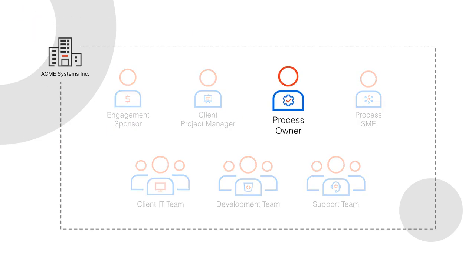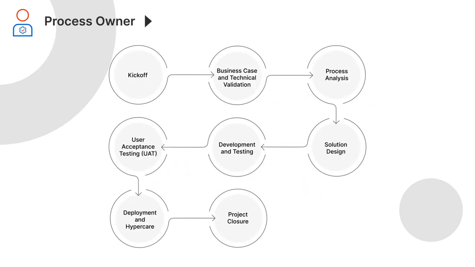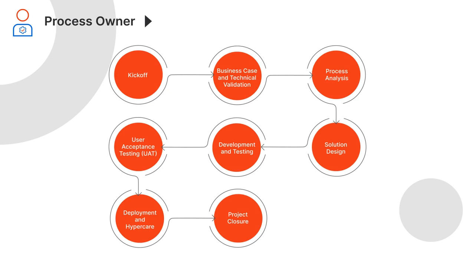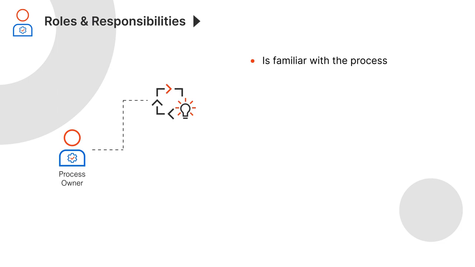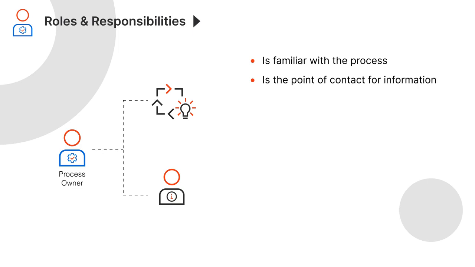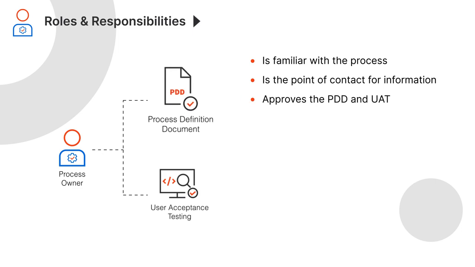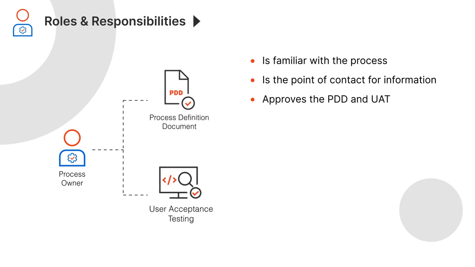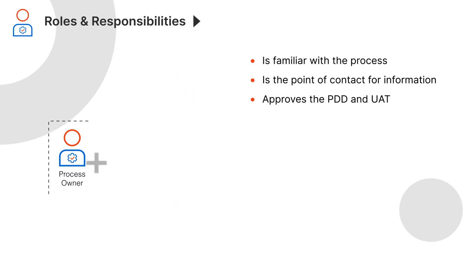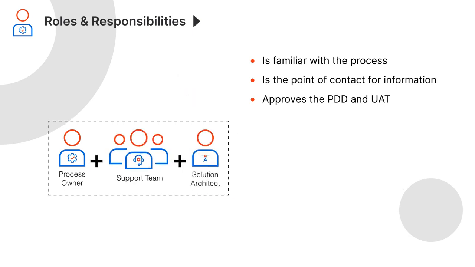Now let's look at the process owner role within the client team. Similar to the client project manager, process owners are involved in the entire implementation process. Process owners are familiar with the entire process and act as the main point of contact for general information about the process. They're also responsible for approving the Process Definition Document, PDD, and User Acceptance Testing, UAT, as well as working with the support team and the Client Solution Architect to obtain Solution Design Document, SDD, approval after UAT.